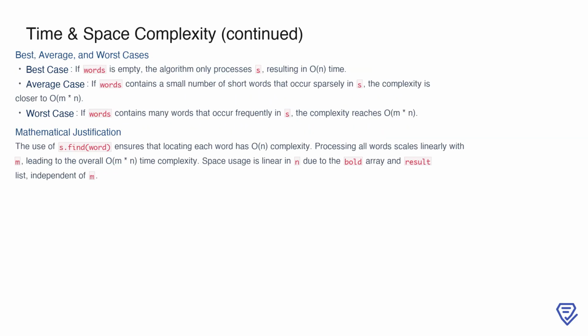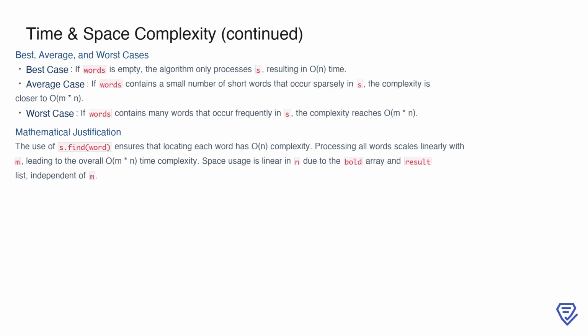Finally, let's examine the best, average, and worst-case scenarios for this algorithm. In the best case, if the words list is empty, the algorithm only needs to process the string s, resulting in an O(n) time complexity. In an average case, if words contains a small number of short words that occur infrequently in s, the complexity is closer to O(m*n), as the marking step remains efficient.